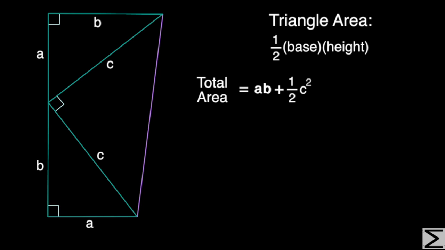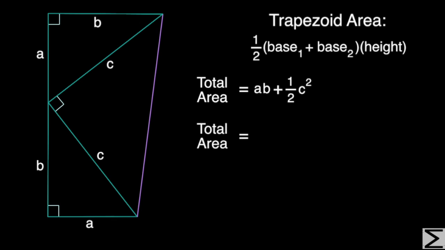We can also find the area of the trapezoid using the trapezoid area formula, where base 1 is A, base 2 is B, and the height of the trapezoid is A plus B. We can FOIL this out and simplify. Since we have two expressions equal to the same quantity, we can set them equal to each other.